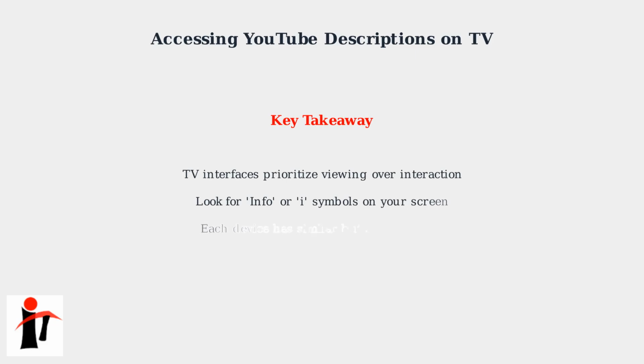Many newer TV models also support voice commands like Show Description or More Info for hands-free access. While accessing descriptions on TV requires a few extra steps compared to mobile or desktop, these methods work consistently across different platforms. The key is knowing where to look for the Info button or description option on your specific device.